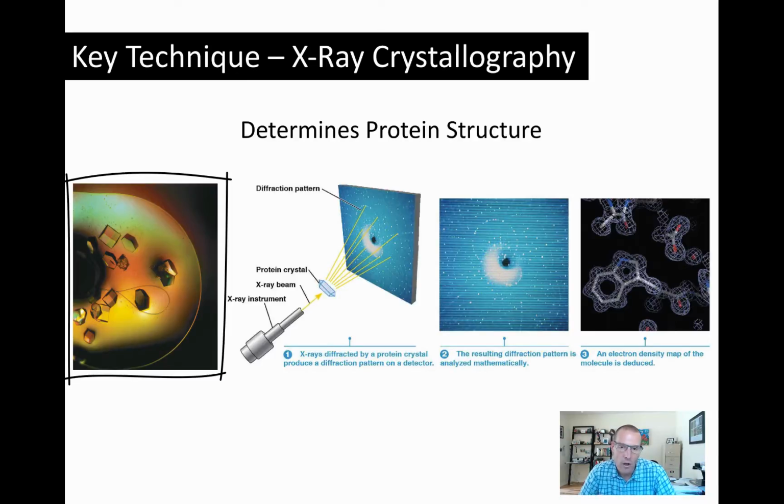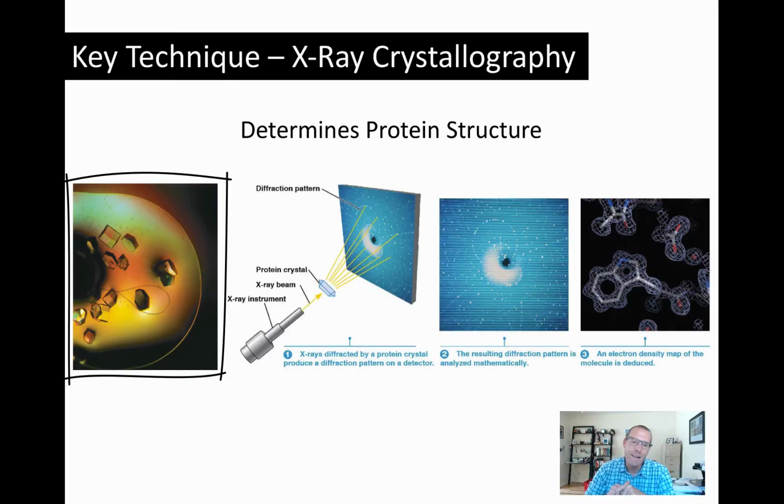The crystals themselves have to be about 20 to 30 microns in length and width, and they have to be perfectly formed, so they can't have any inclusions. That's other matter that's crystallized in with the protein, and they can't have any fractures or anything like that. So they've got to be perfect crystals.